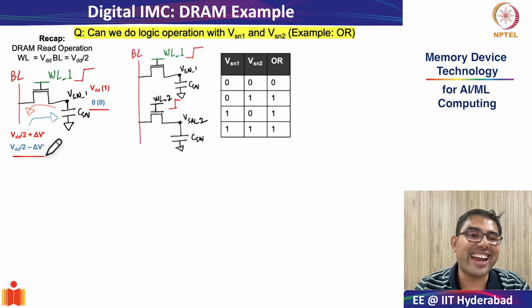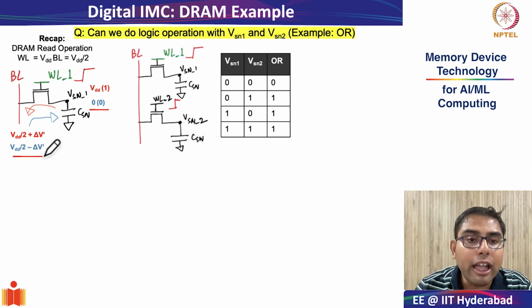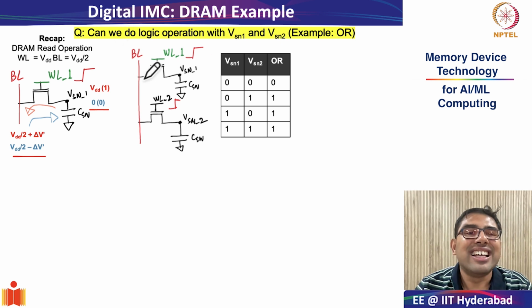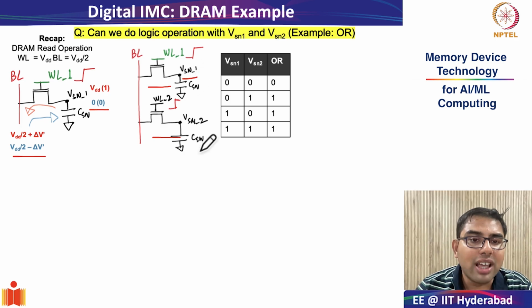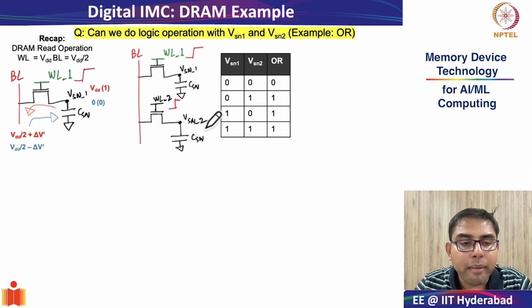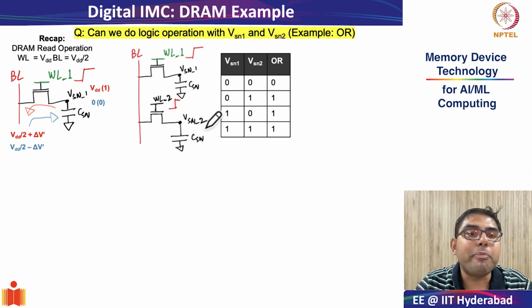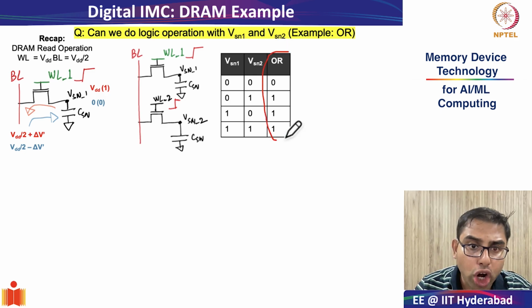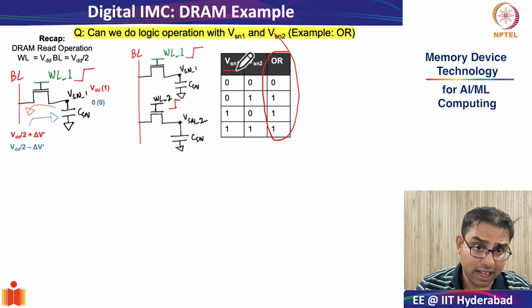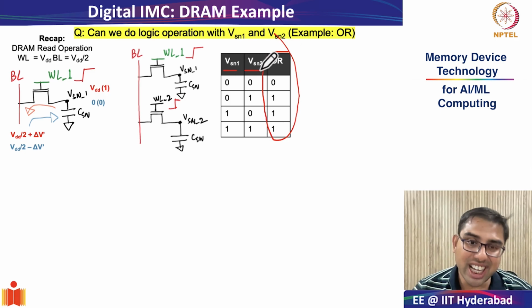Now, the question we are trying to ask here is, if we have two cells, which is cell 1 and cell 2, consisting of storage node 1 and storage node 2, can we somehow change the biasing of word line and bit line such that the final output at the sense amplifier will give me the OR operation of VSN1 and VSN2? How do we achieve that?